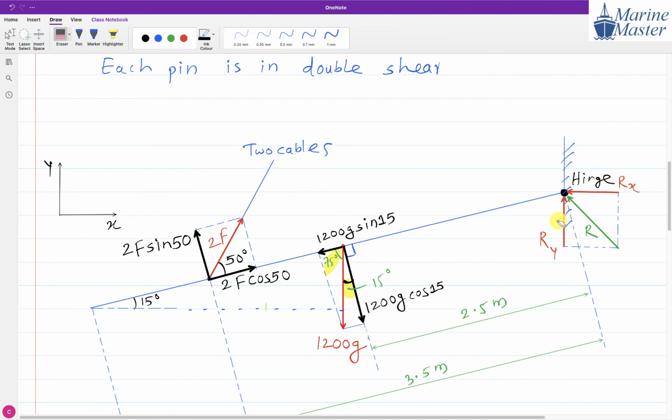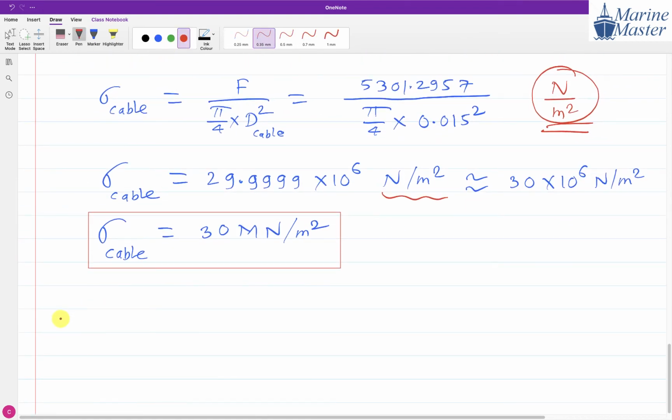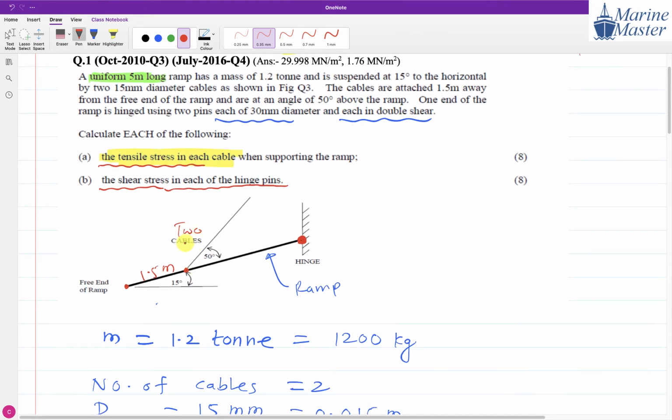Our target is what? Don't get confused. What is our target in B part? What do we have to find out in B part? We have to find out the shear stress in each of the hinge pins. That is our target: shear stress in each of the hinge pins.